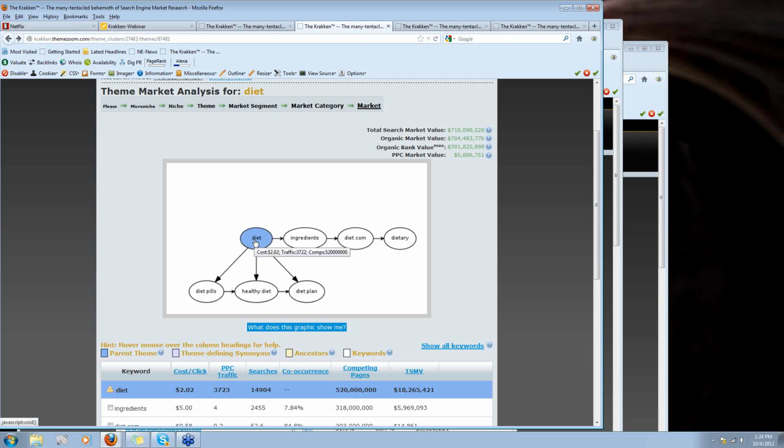And just because Google comes back and says, hey, I don't have any cost or traffic associated with it, doesn't mean that the keyword's worthless. It just means Google doesn't have any record of it. So that's one of the huge differences between the two tools.